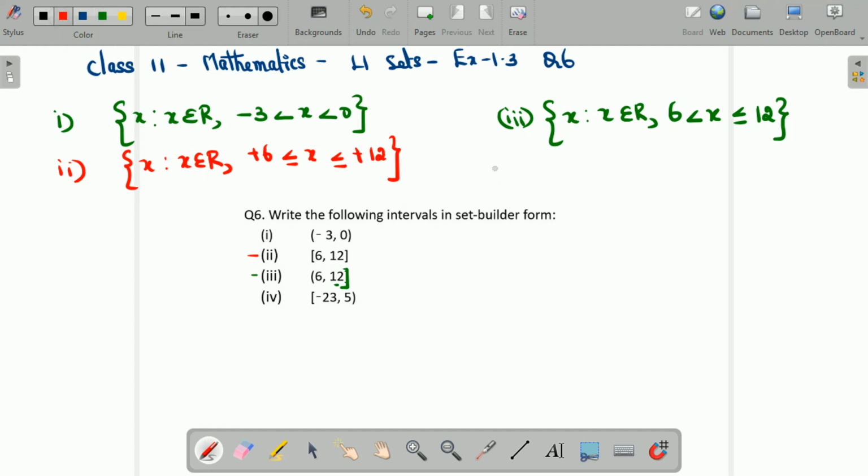Now let's take the last one. You have to start with the set builder notation x such that x belongs to R. Now they have given an inclusive sign for -23, whereas on the 5 they have given a simple bracket. So it is going to be -23 less than or equal to x less than 5. In all the cases, I have used only the variable x in the set builder notation. You can also use any other variable of your choice.